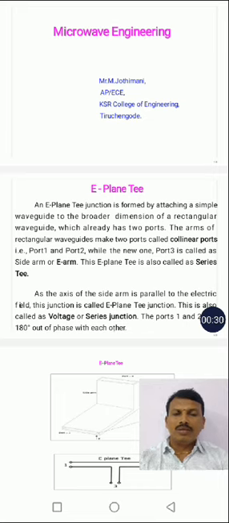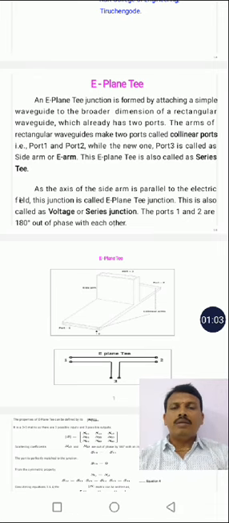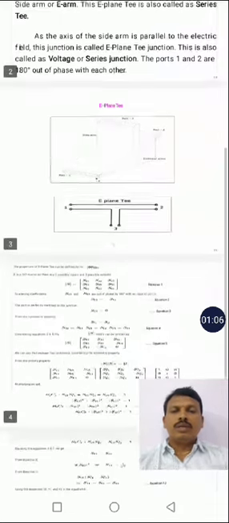This E-plane T is constructed with two ports, named port 1 and port 2. Then one additional port is affixed to port 1 and port 2. Port 1 and port 2 are called the collinear arms, and port 3 is called the difference arm or series arm. This is used to divide our power. So this is the construction.